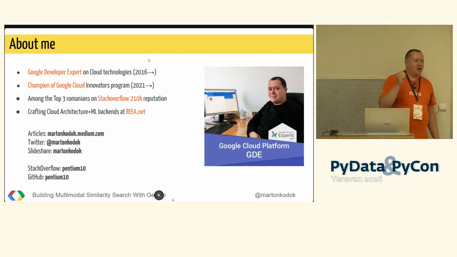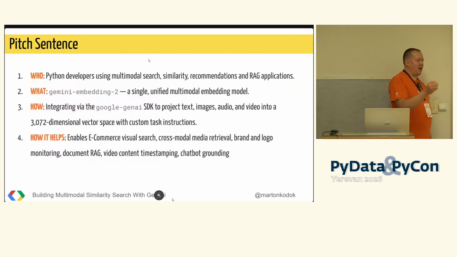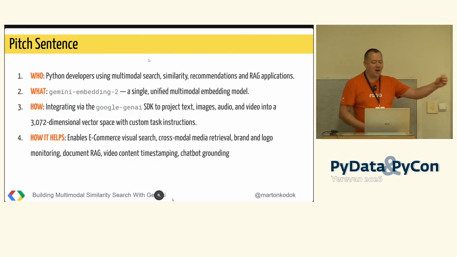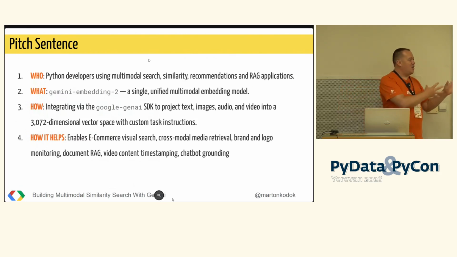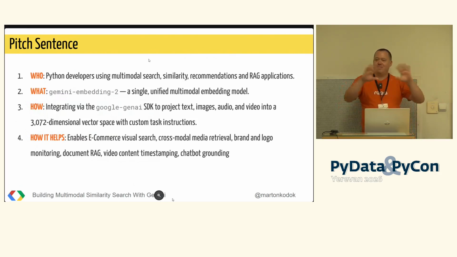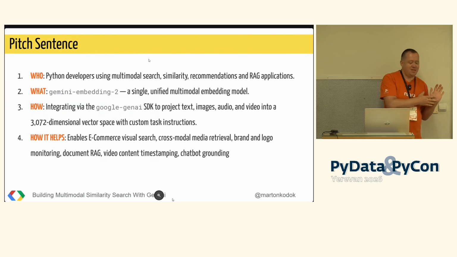Good. Usually, it's hard for programmers to explain what they are presenting. So I used this novel way of presenting technology: who, what, how it helps. So I try to condense there what Python developers or everyday developers want to use for a new way of search. We are going to talk about Gemini embedding too. There are a lot of other embeddings on the market, but this is focused on this model itself.